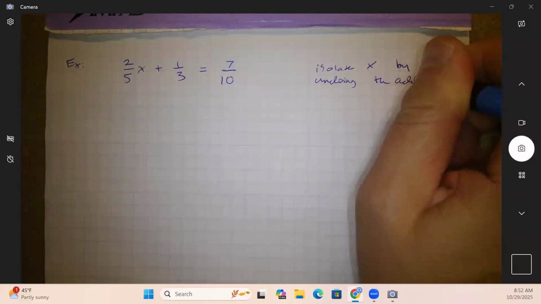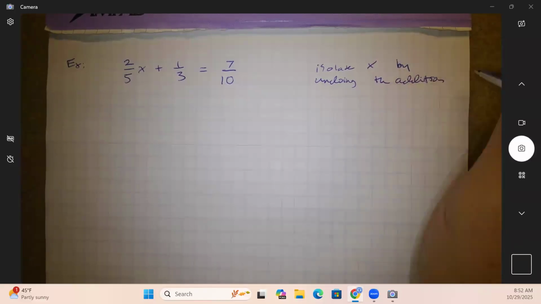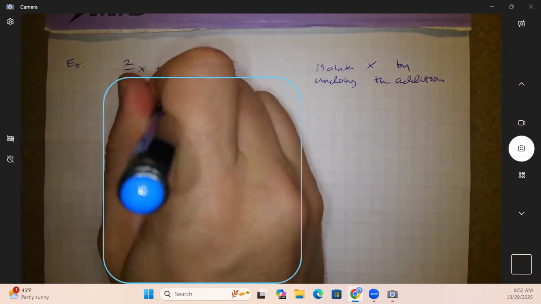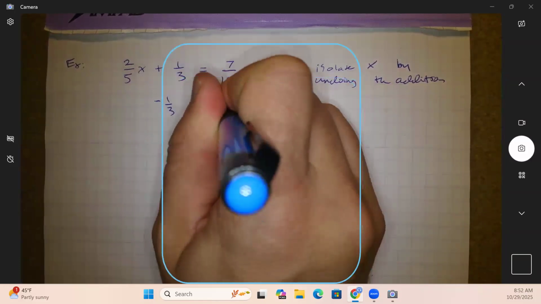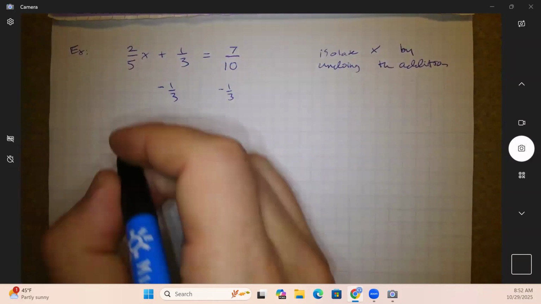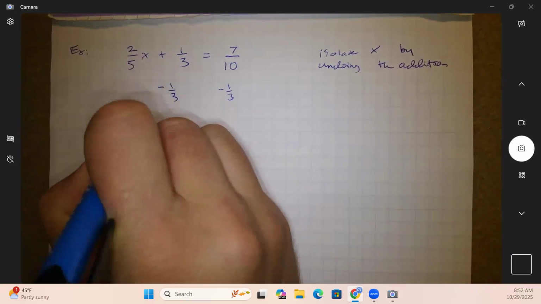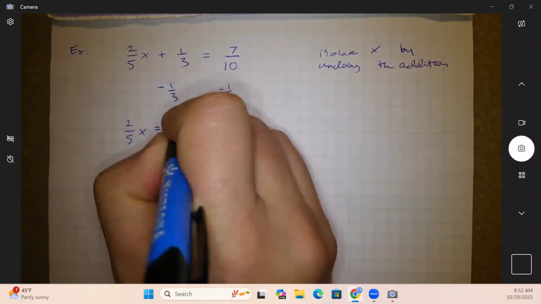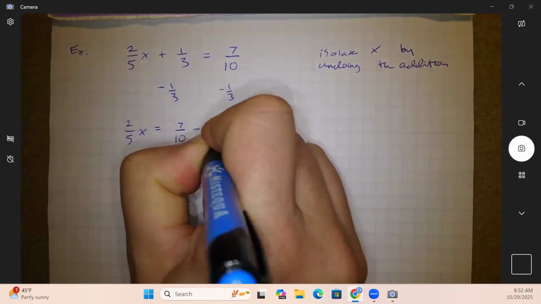the addition. And I'm not saying that's wrong. I think that's the other way. So we're gonna undo the addition by subtracting 1/3 from both sides. And we get 2/5 x equals 7/10 minus 1/3.